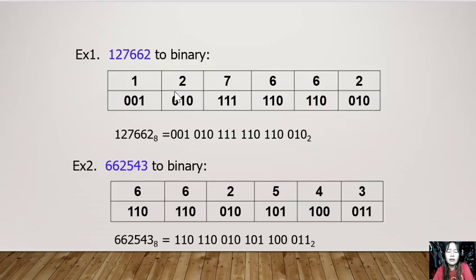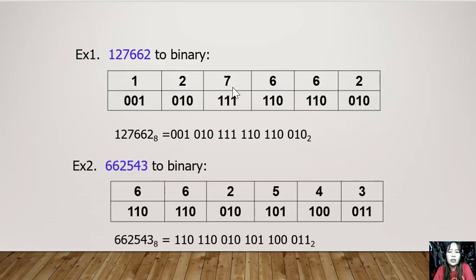Now let's start with our first number. So let's say that we're trying to convert 127662 in octal into binary. So of course, we strictly put a base of 8 on this number, and in order to convert it, we need to convert it one number at a time. So 127662, so try to put that into one column.